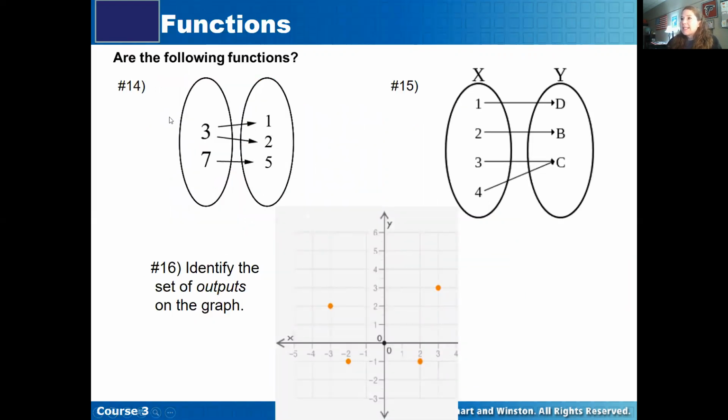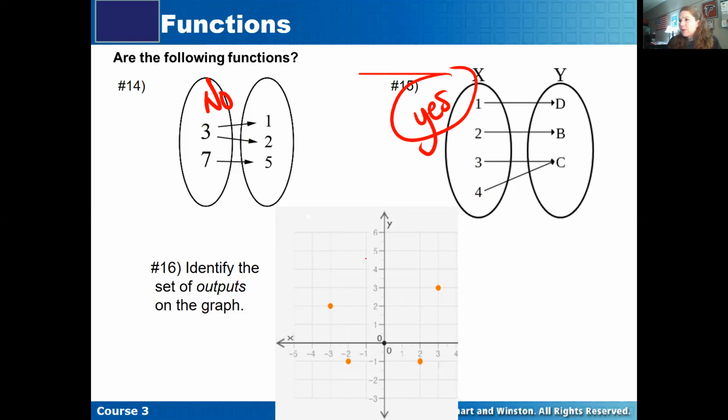Number 14, is this a function? No, because the x value of 3 goes with 1 and 2. So that's not a function. What about number 15? 1 only goes with D, 2 goes only with B, 3 goes only with C, and 4 goes only with C. So it is, yes, because the x values do not have multiple y values.